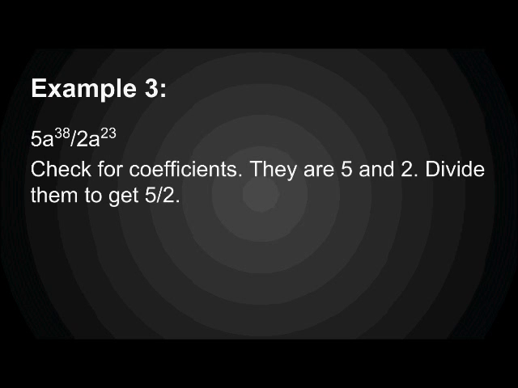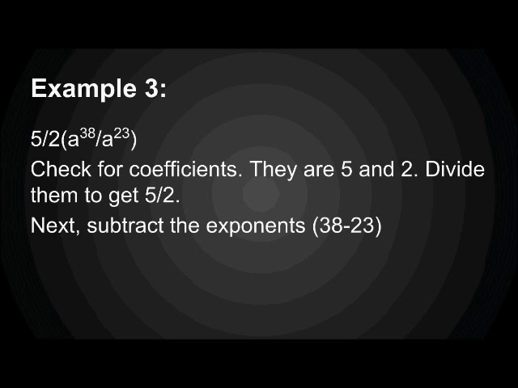A third one is 5a to the 38th divided by 2a to the 23rd power. First you'll check for coefficients again, and there are 5 and 2. You divide them to get 5 halves. Next you'll subtract the exponents 38 and 23, and the answer is 5 halves a to the 15th power.